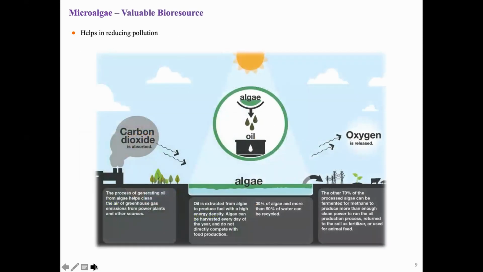So microalgae is considered a valuable bioresource because there are several reasons. It helps in reducing pollution. As I said, microalgae absorb carbon dioxide from the environment and release oxygen into the environment.